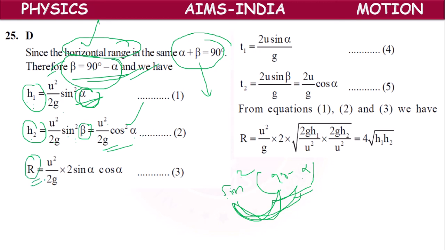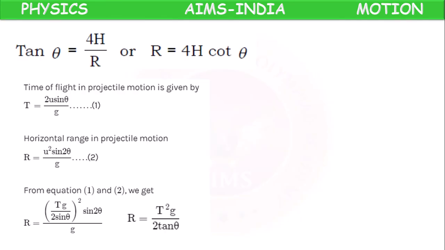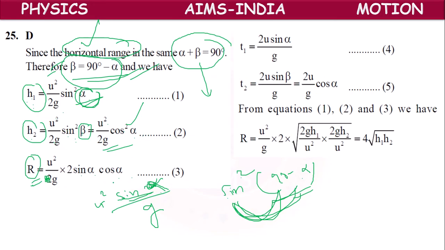So next, the R value. We have the formula for R: R equal to u square sin 2 theta by g. In the place of sin 2 theta, we can write 2 sin theta cos theta, or if you take the alpha angle, 2 sin alpha cos alpha. Here it is u square by g only, not 2g. So this is the R value. And the T1 value is 2u sin alpha by g.